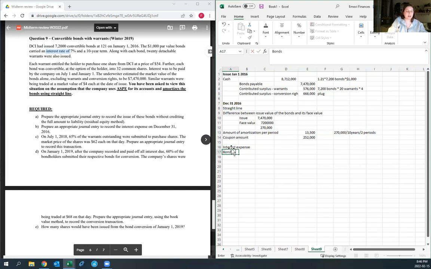It's going to be a decrease in my bonds payable because my issue price is greater than my face value. So it was issued at a premium. So each period you want to reduce your carrying value of bonds payable to get to 7.2 million at the end of the 10 years. So I'm reducing my bonds payable by 13,500, and I'm paying cash of 252,000. So my interest expense is this. For this, I did 7% times 7.2 million divided by 2.